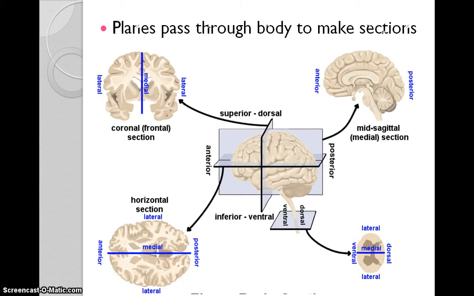So here we have a brain, and here we can see several different cuts that one might make to the brain. Up at the top here, we see a frontal section. We see a mid-sagittal section that's cutting right down the middle. We see a horizontal or transverse section, and then at the very bottom there you also see a transverse section of only the spinal cord. So these planes can be used to cut during dissection as well.